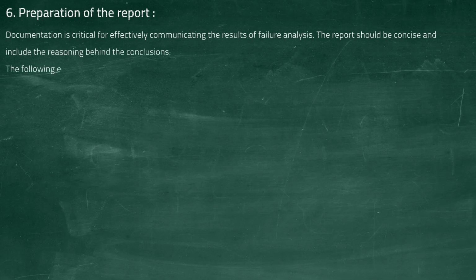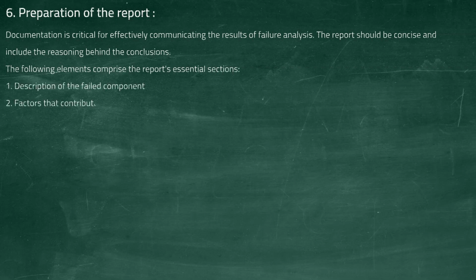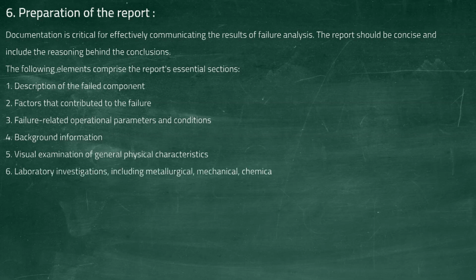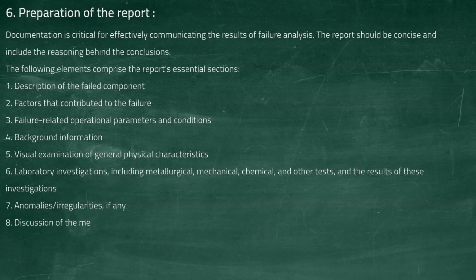The following elements comprise the report's essential sections. Description of the failed component. Factors that contributed to the failure. Failure-related operational parameters and conditions. Background information. Visual examination of general physical characteristics. Laboratory investigations, including metallurgical, mechanical, chemical, and other tests, and the results of these investigations. Anomalies, irregularities, if any. Discussion of the mechanism or potential mechanism of failure, as well as the sequence of events.